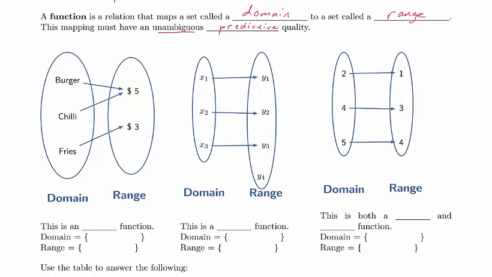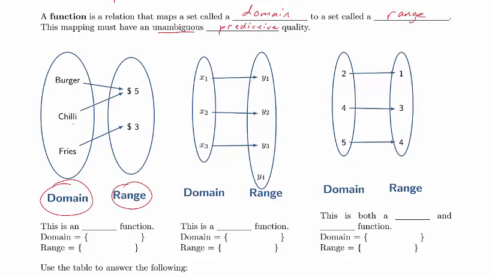So let's come down here and let's look at this first illustration here. This is just kind of what you might expect to see at a menu. And you can see, if you want to get a burger, that's $5. If you want to buy chili, that's also $5. If you want to buy fries, well, then that's $3, right? The menu items are the domain, and then the prices are the range. You tell me what you want, I can tell you the price. And so it's got a perfect predictive quality in that nature, in that any item has its own associated price.